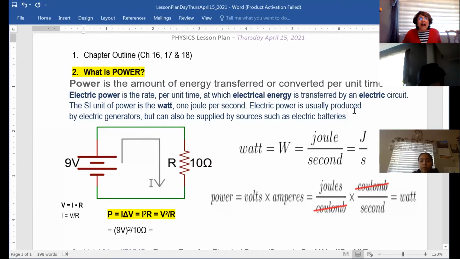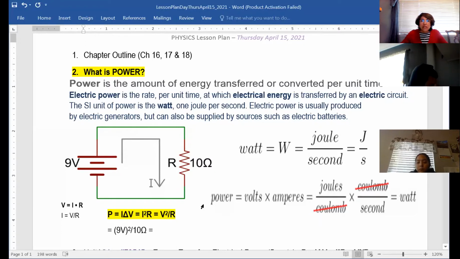Okay, so again, a reminder that a watt is joule per second. And you remember that joule is a unit of energy. You guys used that when we were calculating potential energy and kinetic energy. They're all joules. So here it is, joules per second is a watt.